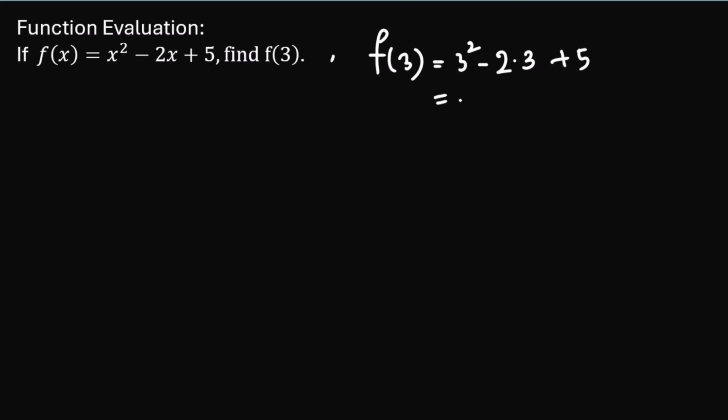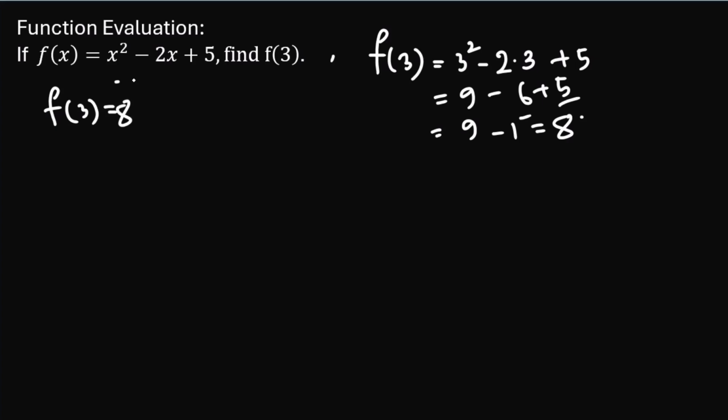So here we will get 3 times 3 equals 9, minus 2 times 3 equals 6, plus 5. So here 9 minus 6 is 3, plus 5 equals 8. So here f of 3 equals 8 for this function. So now come to another problem.